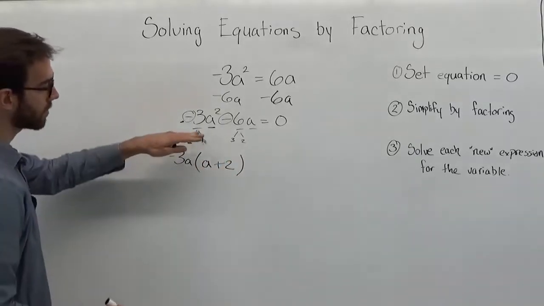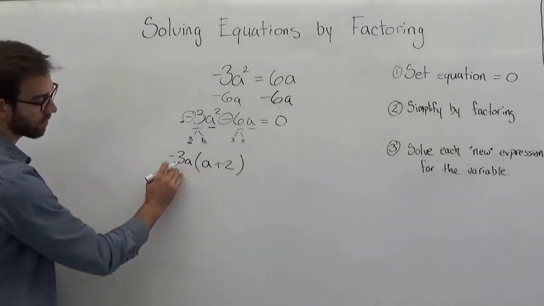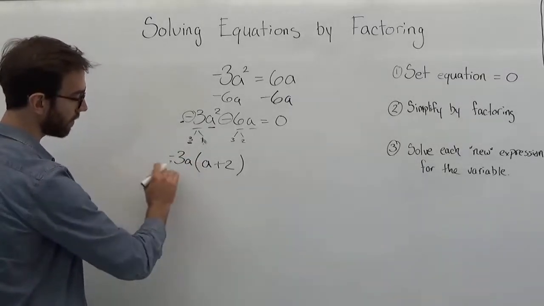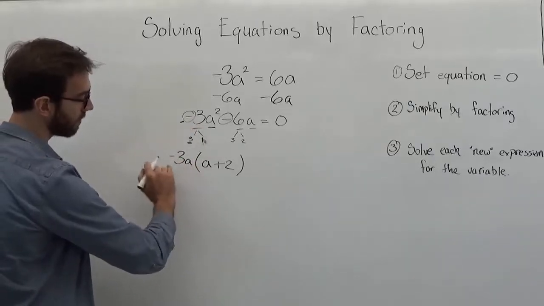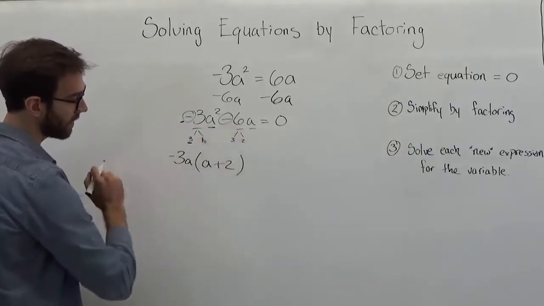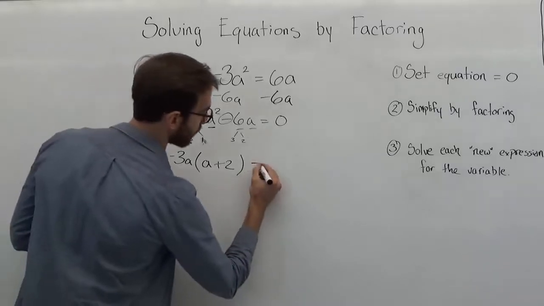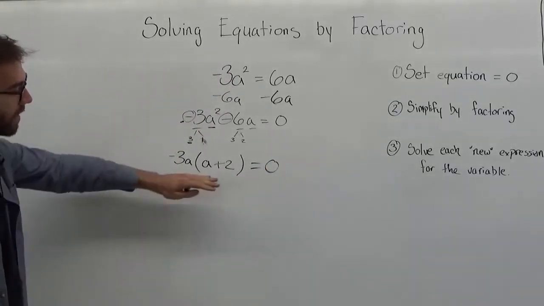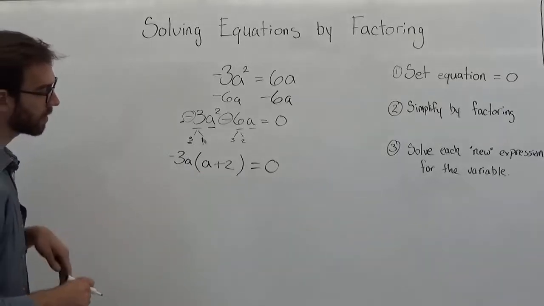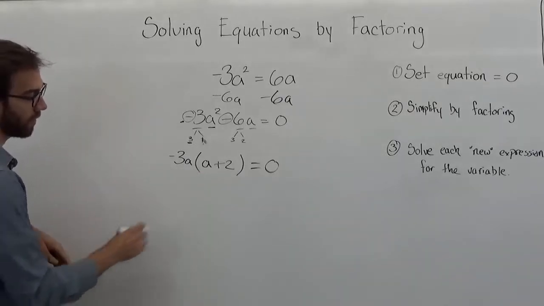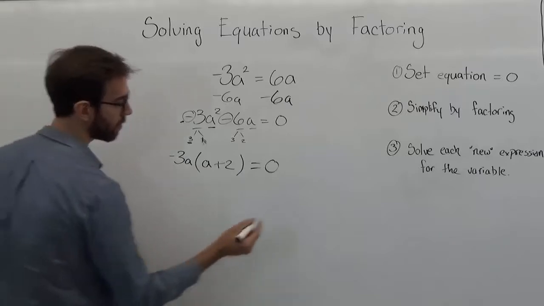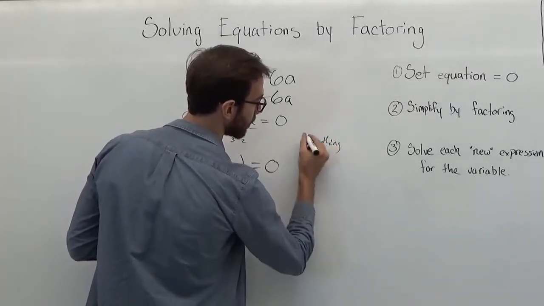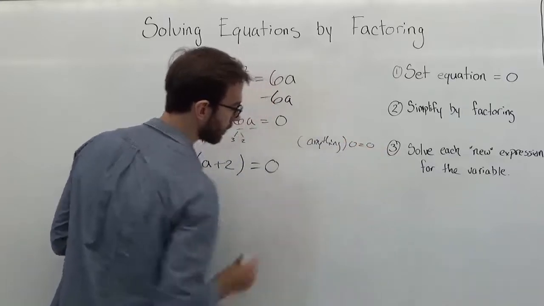And double check here just to make sure that if you distribute this back in, that you'll get the exact same expression. You'll see that negative 3a times a would be negative 3a squared. Negative 3a times 2 would be negative 6a. Don't forget to set that equal to 0 again. And now you have two equations here. We're just going to solve them for the missing variable. Remember that anything times 0 equals 0.